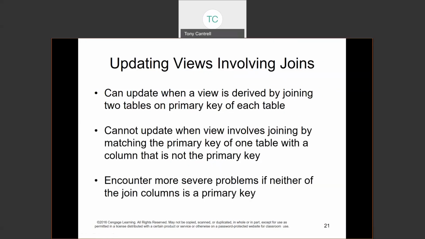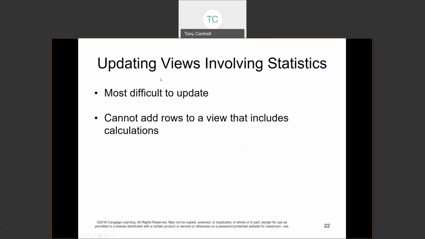Cannot update when the view involves joining by matching the primary key of one table with a column that is not the primary key. All right, so a field that's in one table that is not the primary key in that table, but it is the primary key of another table, that's what it's talking about. In that case, the field that's not the primary key in that table is called a foreign key. Encounter more severe problems if neither of the joined columns is a primary key. Updating views involving statistics is the most difficult.